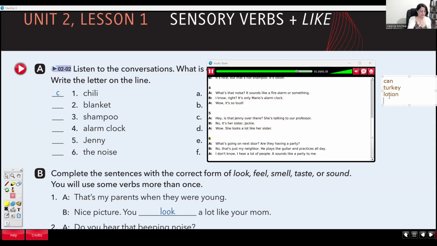6. What's going on next door? Are they having a party? No, that's just my neighbor. He plays the guitar and practices all day. I don't know. I hear a lot of people. It sounds like a party to me.